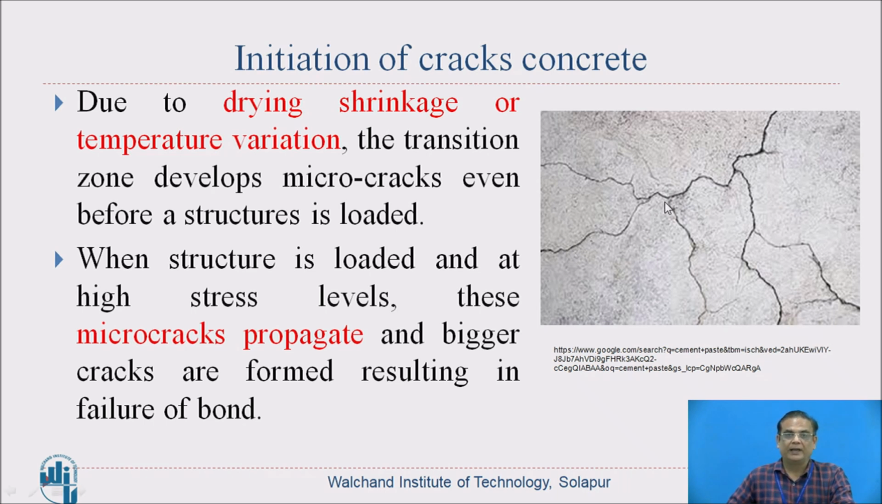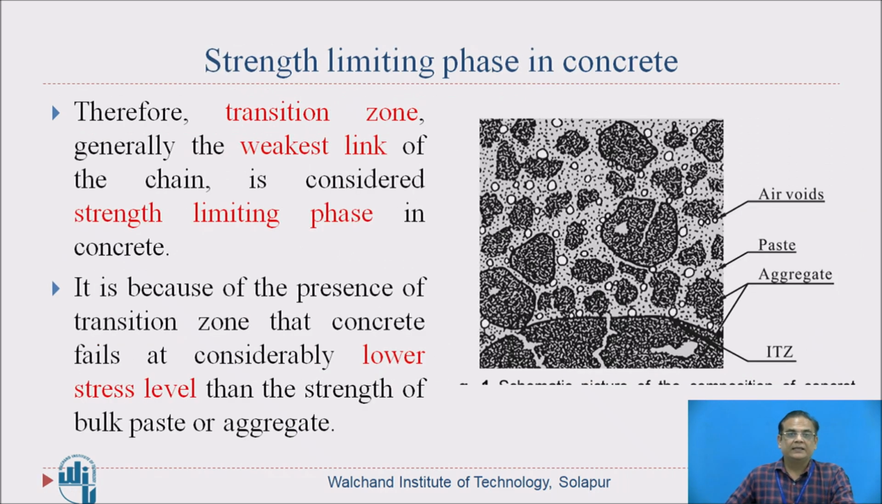The initiation of cracks takes place in this particular ITZ, interfacial transition zone, and when concrete is loaded, these cracks get propagated and the cracks are widened and the concrete fails earlier. So this particular zone must be taken care of. So it is also called strength limiting phase, this transition zone, because it is the weakest link in the chain.